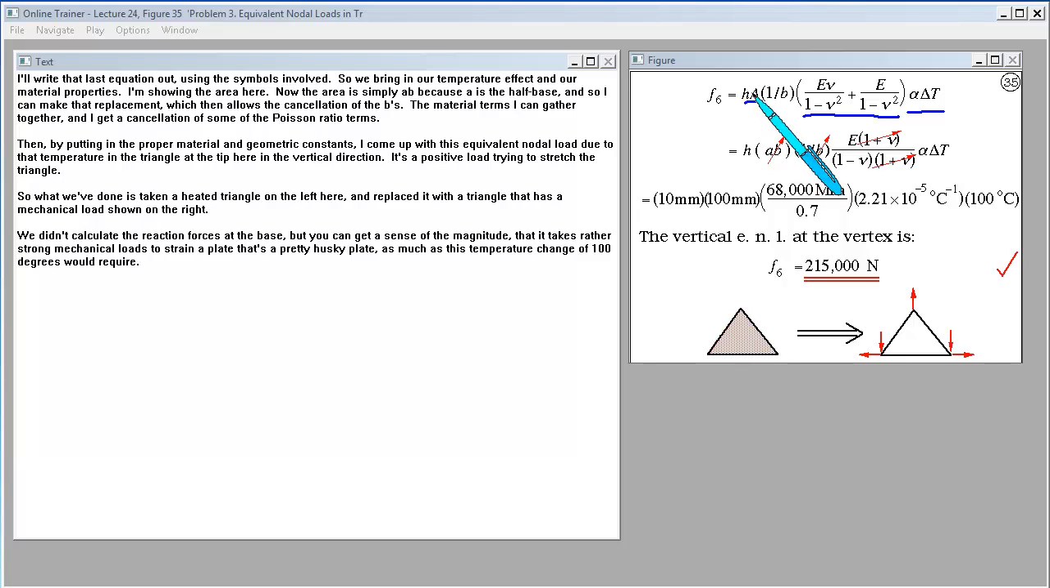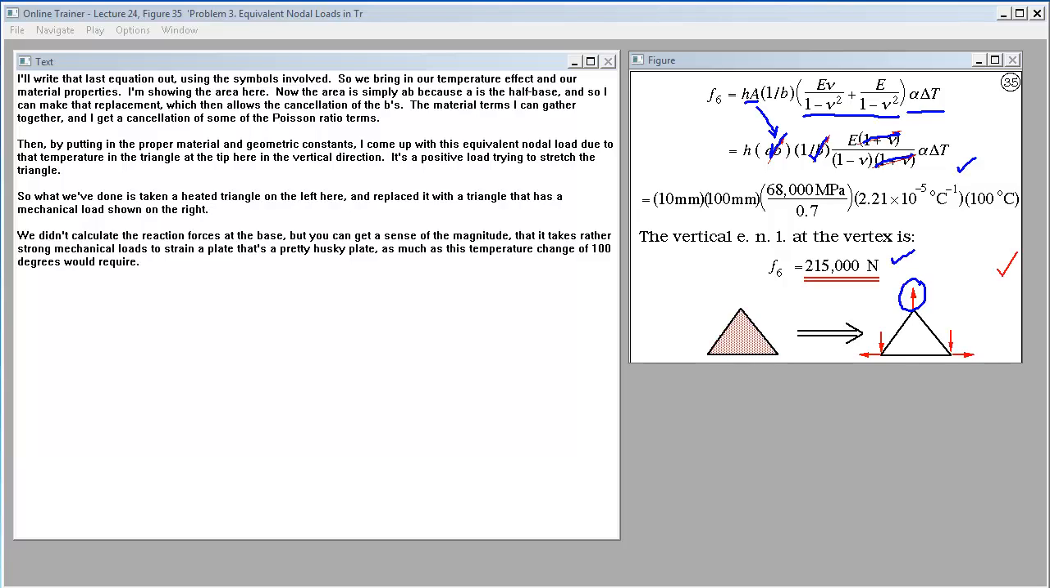Now the area is simply AB because A is the half base, and so I can make that replacement, which then allows the cancellation of the B's. The material terms I can gather together, and I get a cancellation of some of the Poisson ratio terms. Then by putting in the proper material and geometric constants, I come up with this equivalent nodal load due to that temperature in the triangle at the tip here in the vertical direction. And it's a positive load trying to stretch the triangle.